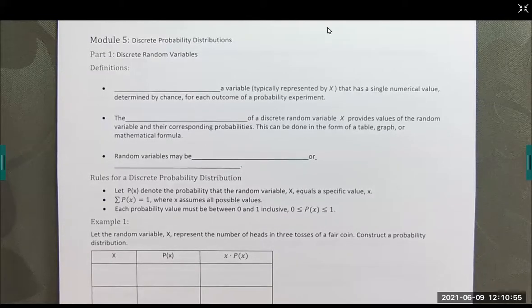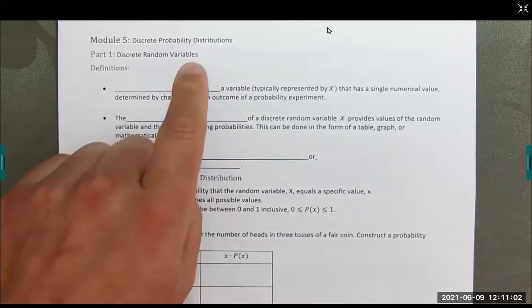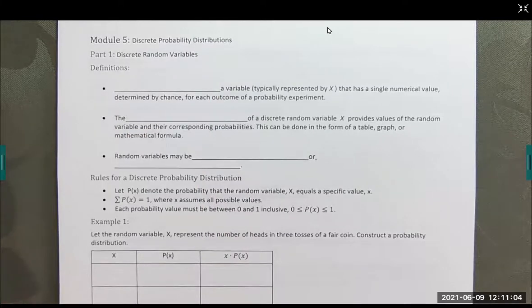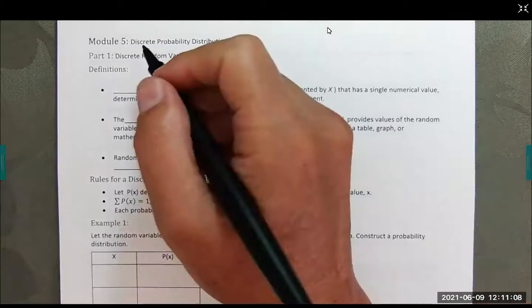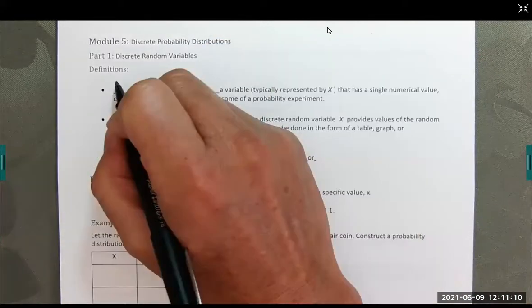Welcome back. We are starting chapter 5. We're on module 5, part 1, and we are finally introduced to a distribution. So we're going to talk about discrete random variables here for a second. We have a few definitions first. First one is a random variable.